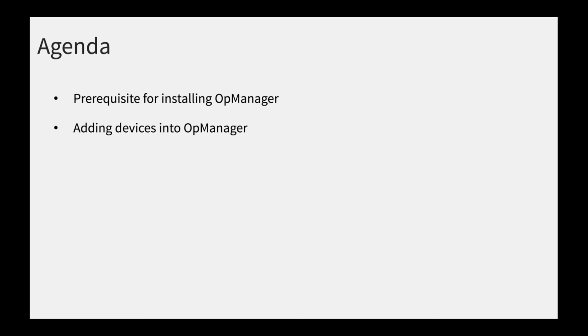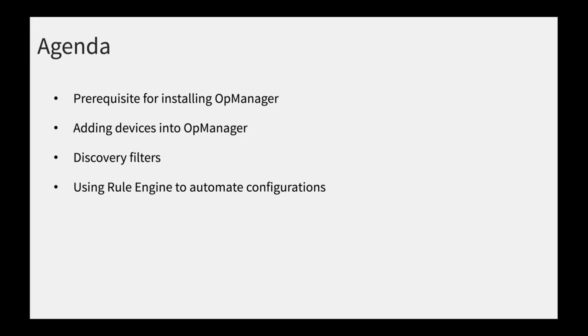And next, adding devices into OpManager. Here I'll be discussing the various ways of adding devices from your network for monitoring, and discovery filters. How do you apply filters to ignore devices that you do not wish to add in OpManager, and using the rule engine to automate configurations. Say for example, once you add the devices for monitoring, you will set up a notification profile, or you will group the devices into specific business view groups, or you wanted to set up process or service monitoring for the devices.